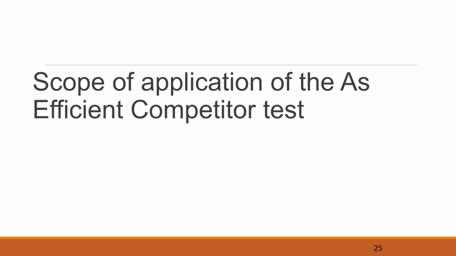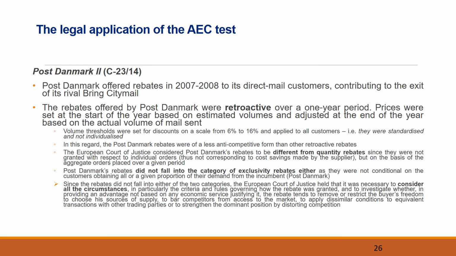At this point, we have looked into the theoretical considerations behind the AEC test and the cost benchmarks which it, to a large extent, relies on. In the following slides, we will touch upon the scope of application of the AEC test. In the Post-Danmark 2 case, Post-Danmark offered rebates spanning from 2007 to 2008 to its direct mail customers, which contributed to the exit of the market of its rival, Bring City Mail. These rebates were retroactive over a one-year period, meaning that the prices were set at the start of the year based on estimated volumes and adjusted at the end of the year based on the actual volume of mail sent.